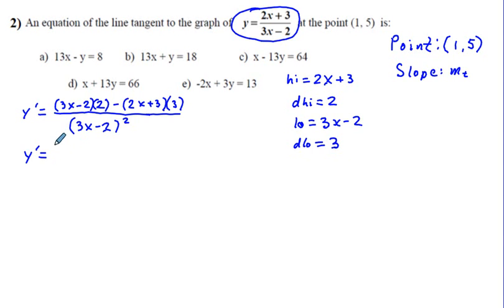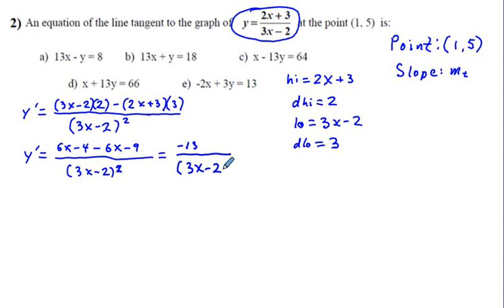So what we have in the numerator is 2 times 3x, or 6x. And we have negative 2 times 2 is going to be minus 4. Minus, we have 3 times 2x, so it's going to be minus 6x. And minus 3 times 3, or 9, all over low squared. And simplifying out, what we have is 6x minus 6x cancel each other, so we have negative 13 over quantity 3x minus 2 squared.